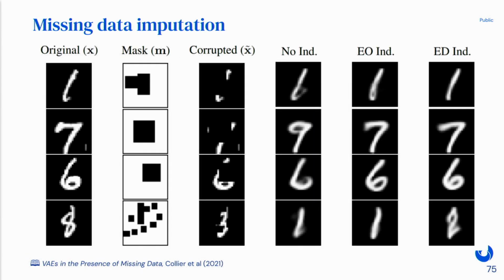Another one you can do is missing data imputation. So you have the original images on the left, you have a mask that corrupts the image, and then you can ask, please fix this, and it works decently well.